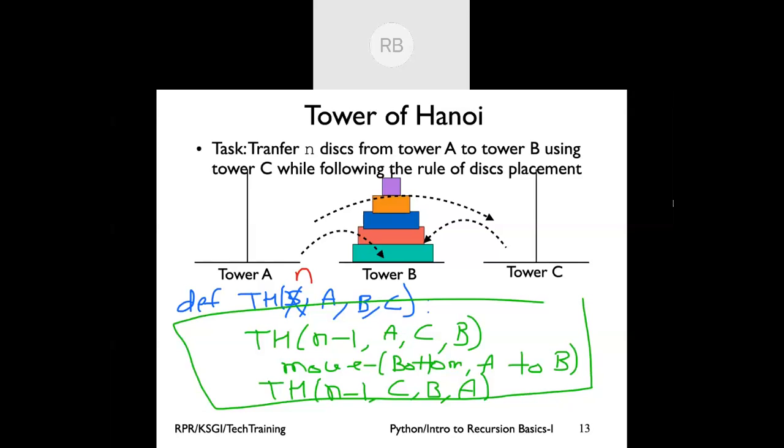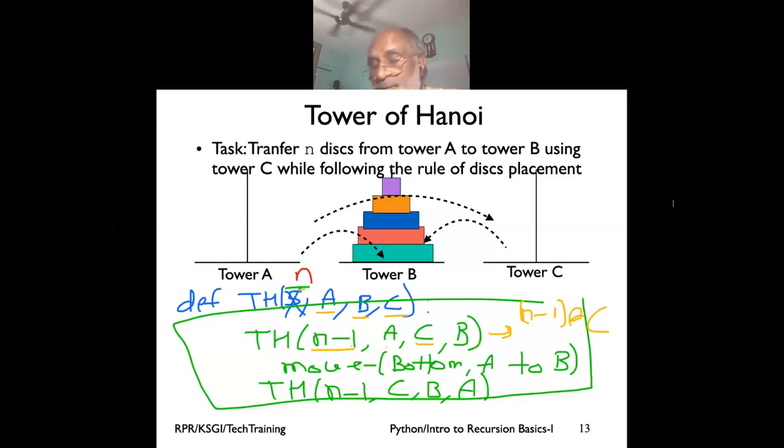Look, originally what is my problem? Move N disks from A to B using C. Is this problem clear? Yeah. So I'm saying move N minus 1 disks from A to C using B. That means at this point, my top N minus 1 disks are at C. After this is done, I have to move from C to B and A is empty now. Got it? Yeah.